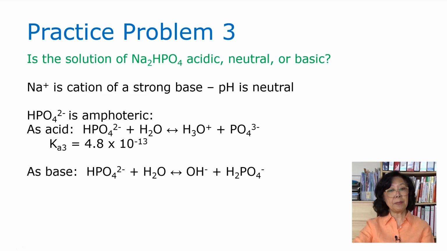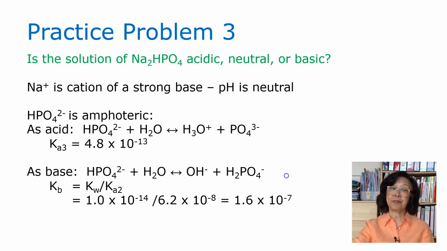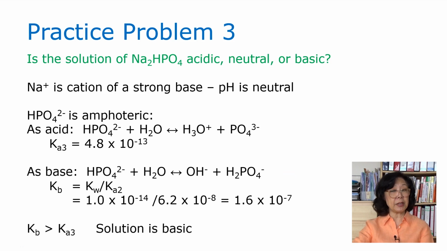When it's acting as a base, it will ionize with water, forming the hydroxide ion and the H2PO4- ion. Now the formation of the hydroxide ion means that we need to check the Kb value, which is calculated by Kw divided by Ka2. And why Ka2? Because we're talking about the transfer of the second proton. So it's calculated as 1.6 times 10 to the minus 7. And obviously the Kb is greater than Ka, so the overall solution is basic.